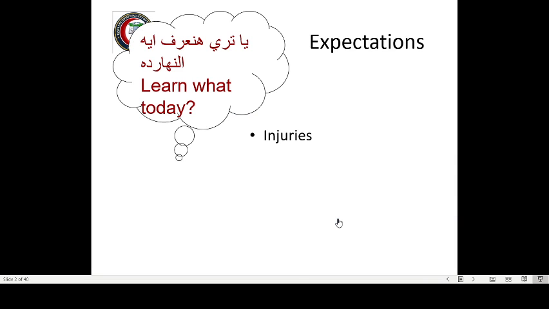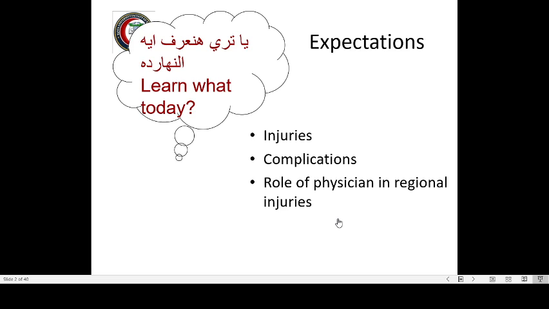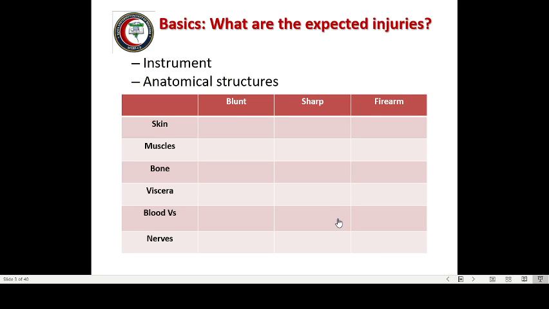For today's ILOs, we are talking about injuries in different body regions, complications after injury in each body region, and the role of the physician in regional injuries. Before we proceed to explaining injuries in each region of the body, we should have some basic idea about injuries produced in any organ or in any region in the body.